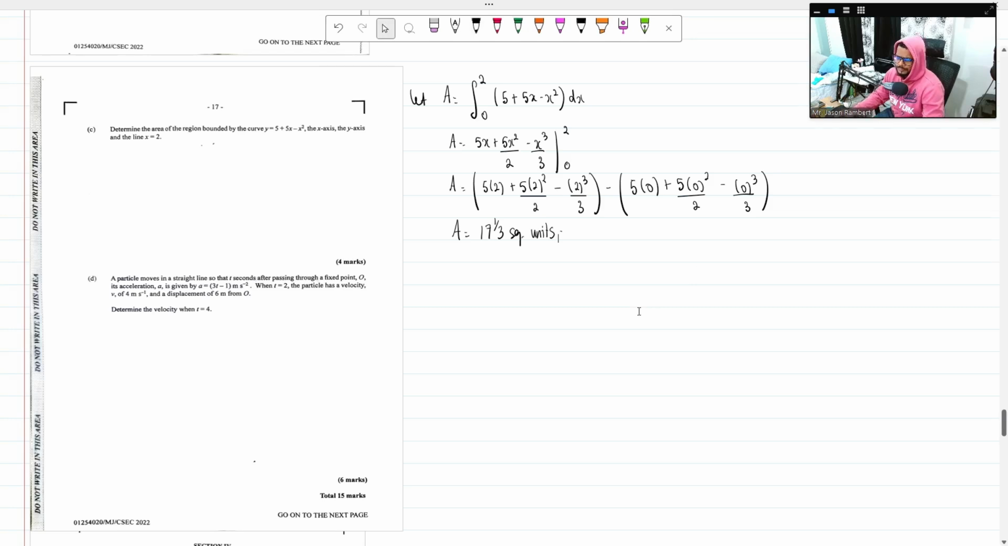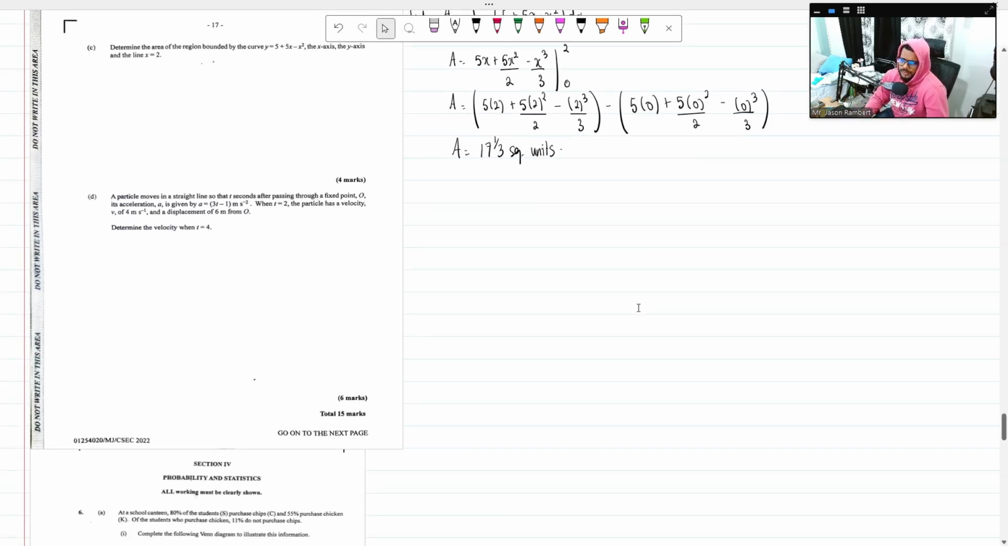A particle moves in a straight line so that t seconds after passing through a fixed point O, its acceleration a is given by 3t minus 1 meters per second squared. When t is 2, the particle has a velocity of 4 and a displacement of 6 meters from O. Determine the velocity when t is equal to 4. So we'll remember our SVA. To get velocity, we have to integrate acceleration. So v is equal to the integral of a with respect to t.